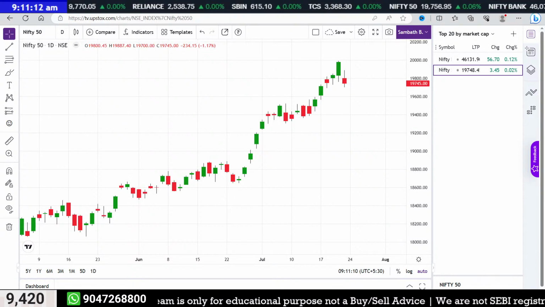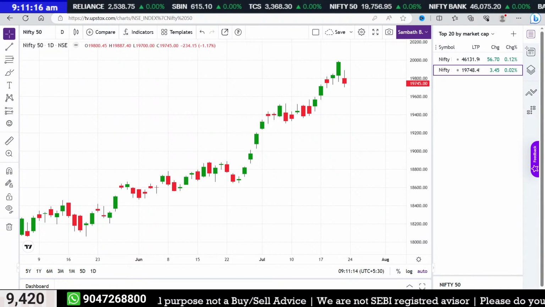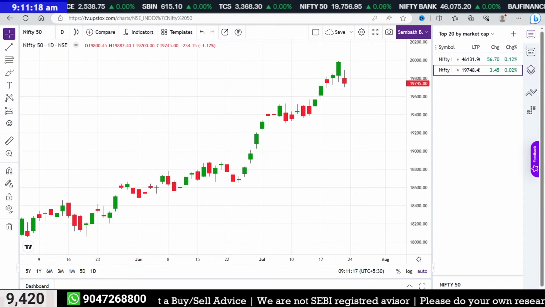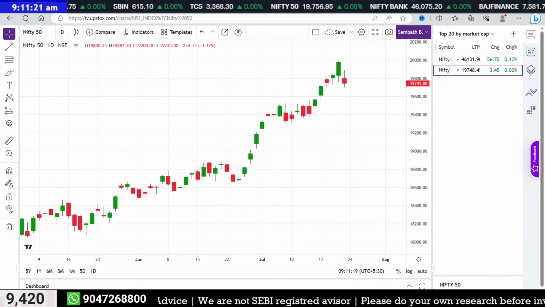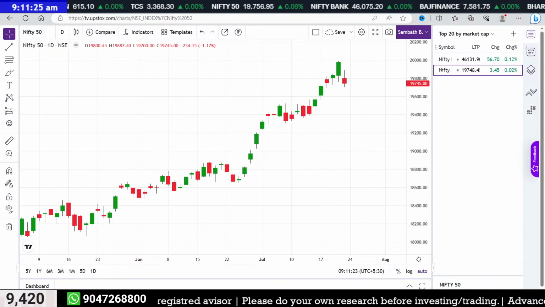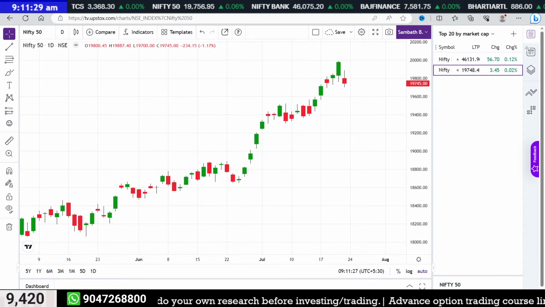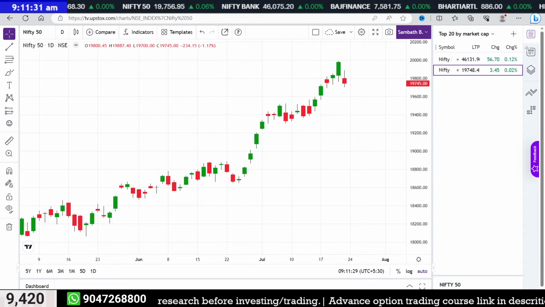In this live session, we are going to find out some trade opportunities based on our option scanner. There is an Excel sheet or Google Sheet scanner which helps you find trade opportunities, and also by using candlestick scanners we can find trade opportunities in Nifty and Bank Nifty weekly options.